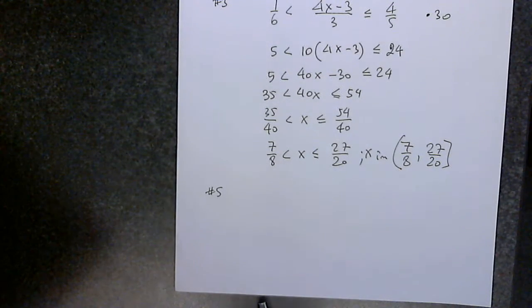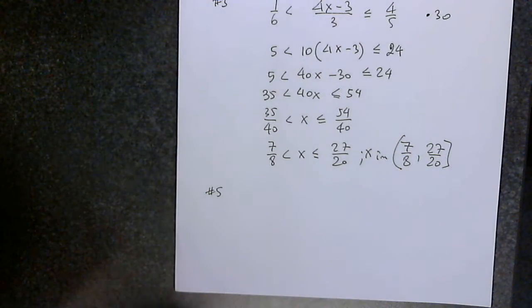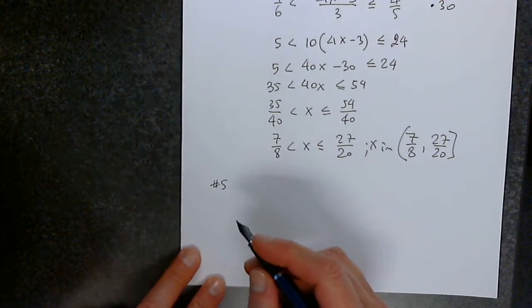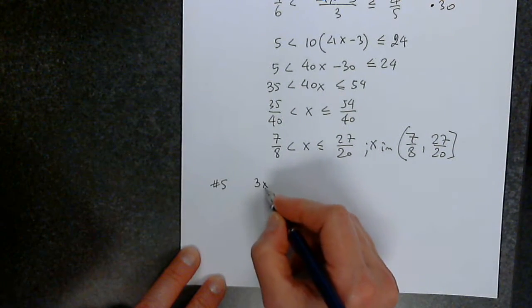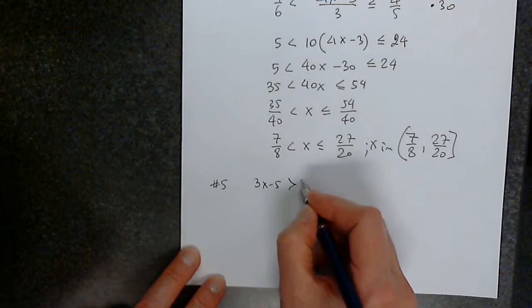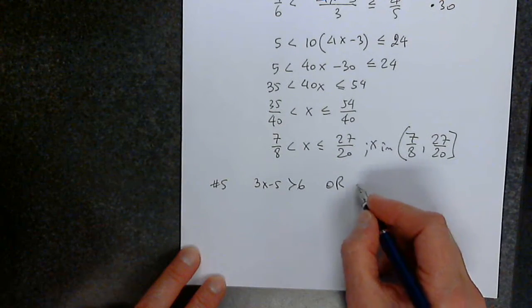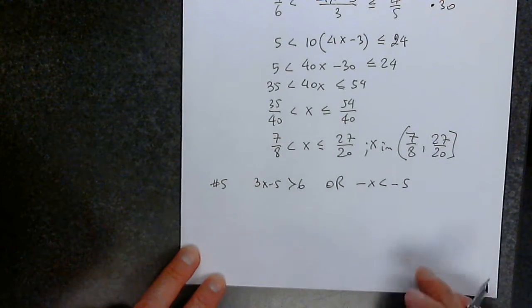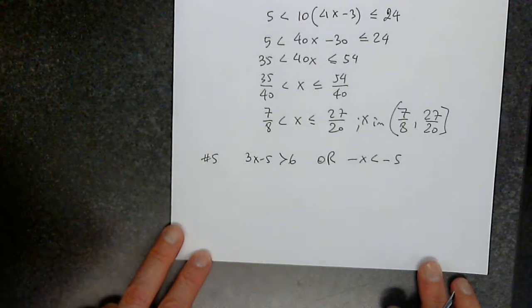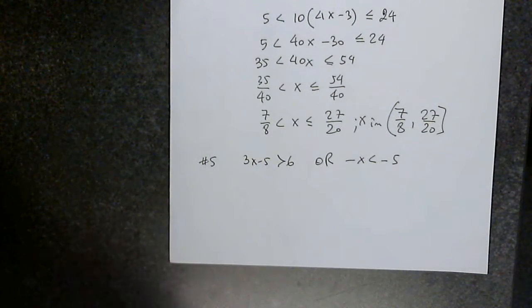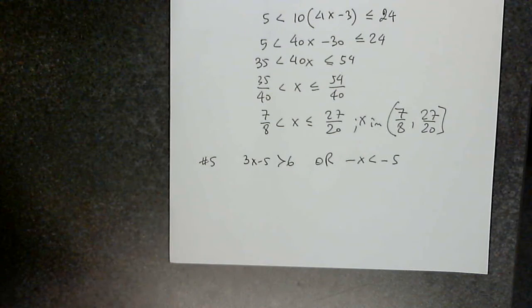Now let's look at an OR. This was an AND, so let's also look at an OR. Problem 5: 3x minus 5 greater than 6 or negative x less than negative 5. What operation with sets or intervals is or? Union. Perfect. Excellent.